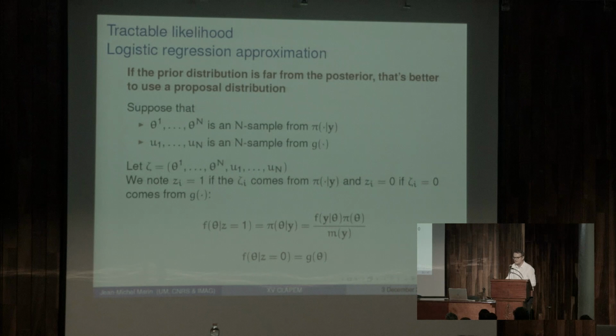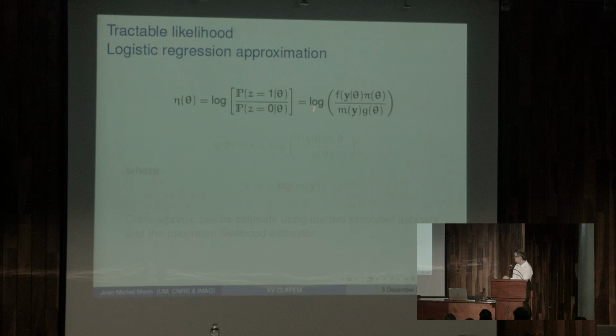The distribution of theta given z equal to 1 is the posterior. The distribution of theta given z equal to 0 is this instrumental distribution G. And if you calculate the log-odds ratio, you get this, and you get the same type of thing as before. If you replace G here by the prior, there is a cancellation, and you recover exactly the same element.